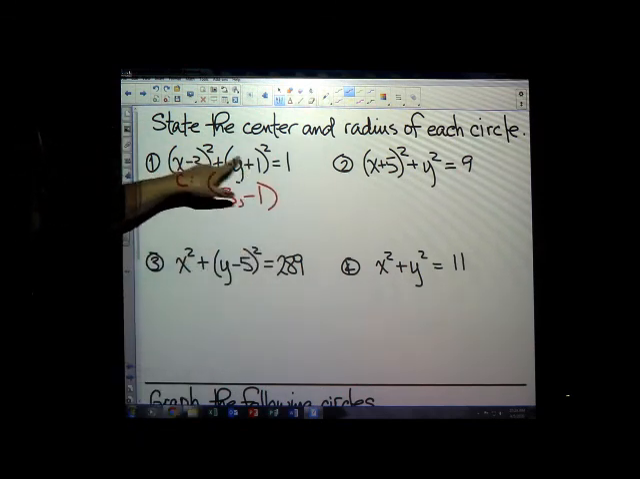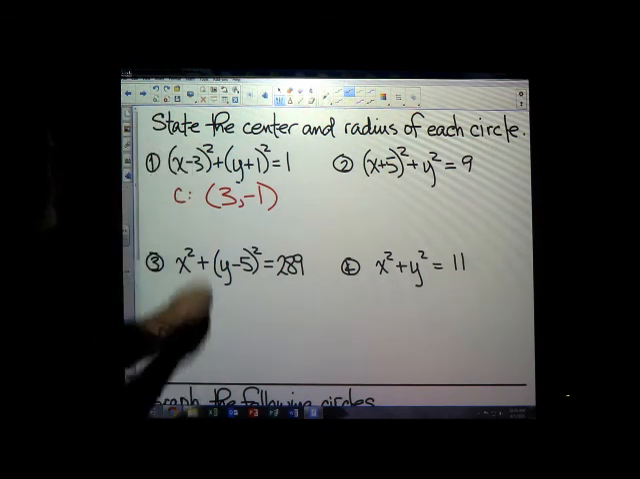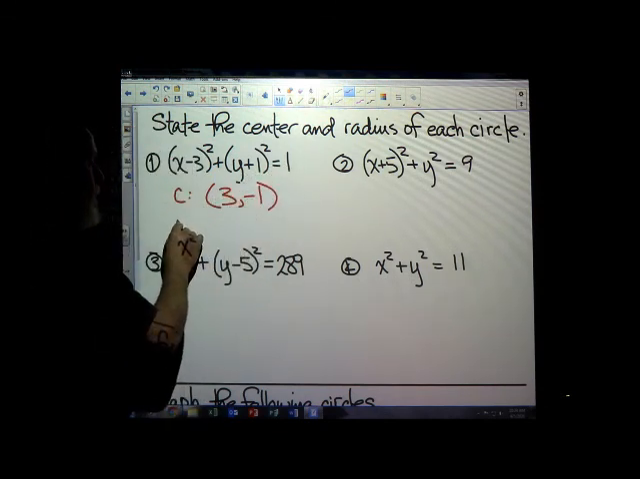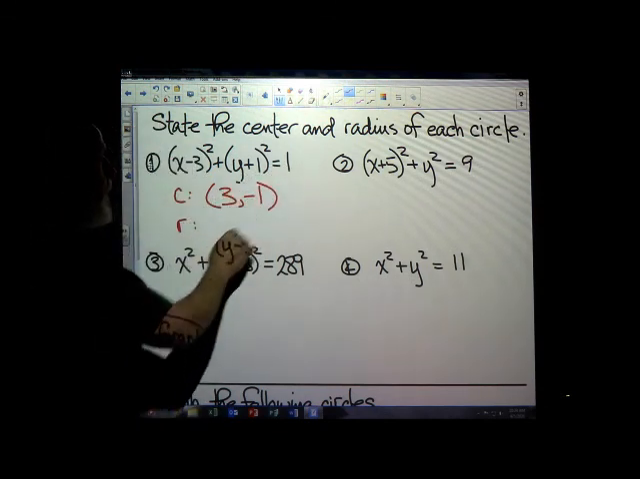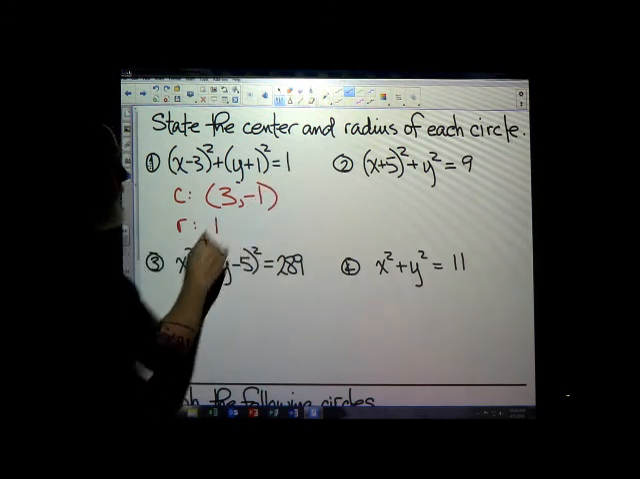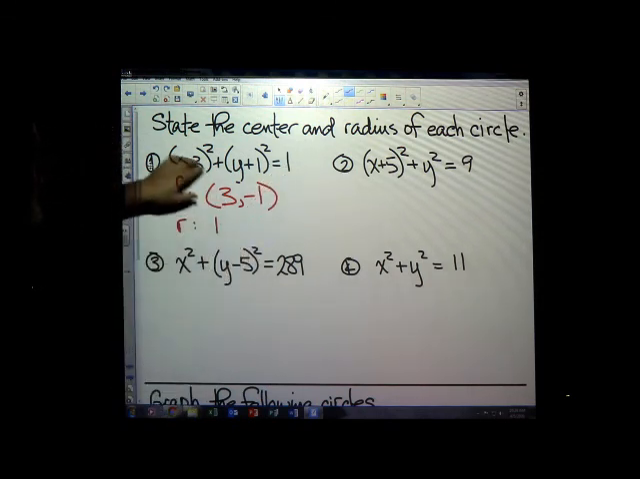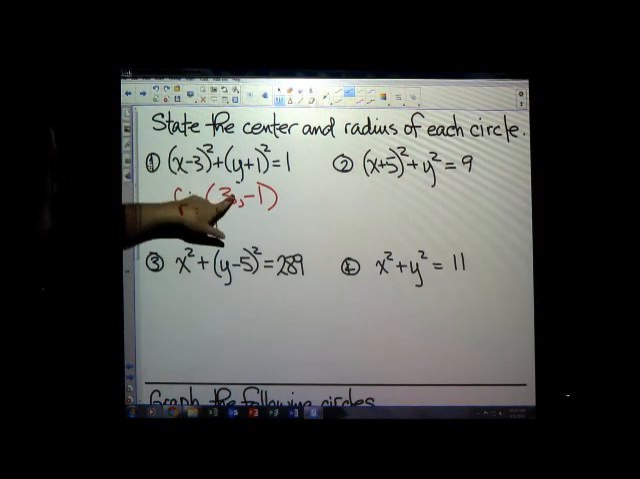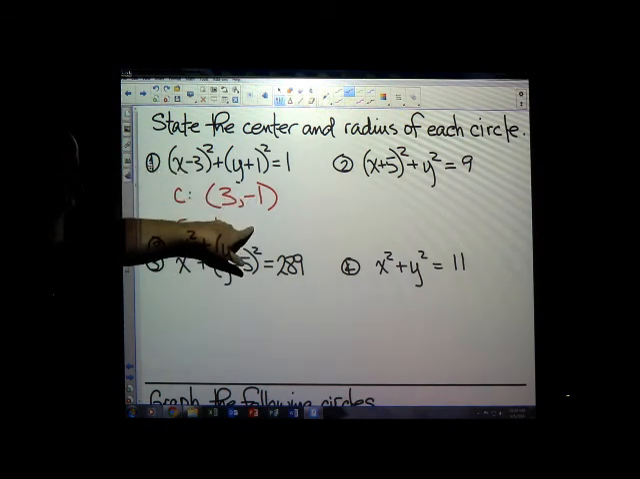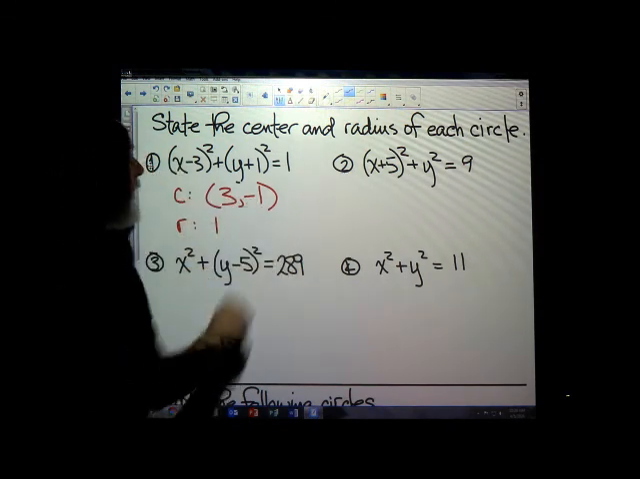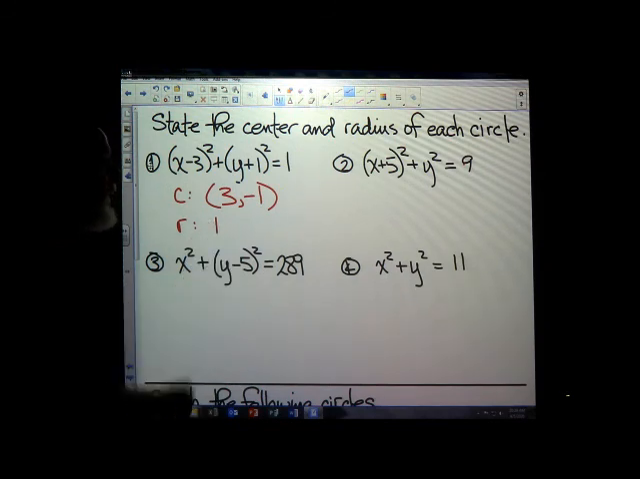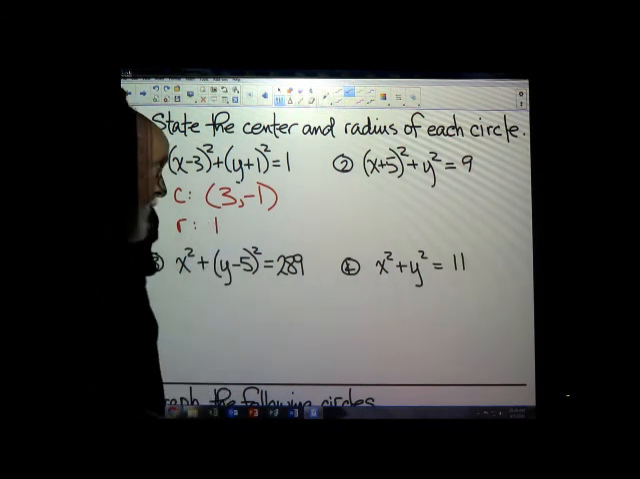You think it would be negative 3, 1, but it's not. It's counterintuitive. The radius is the square root of this number, and the square root of 1 is 1. Okay, so there's the center and the radius. If I were going to graph this, I'd go 3 to the right, down 1, and then I'd have all of the points that are 1 unit from that center, which we'll graph here in just a second.